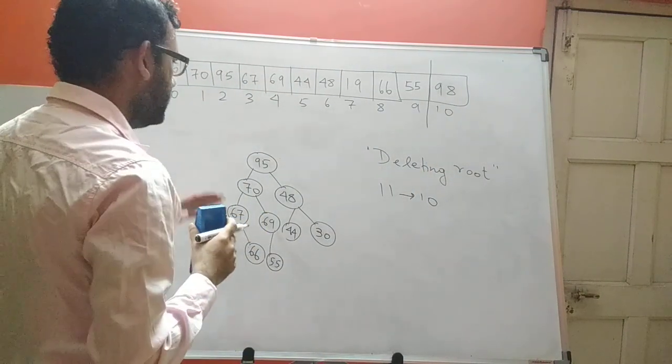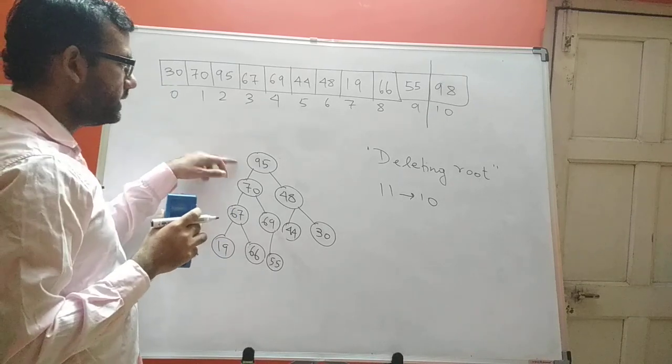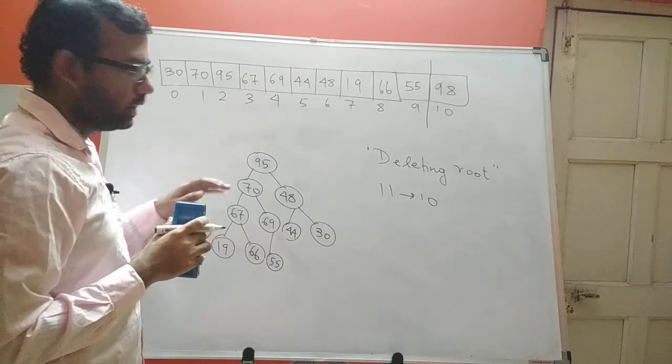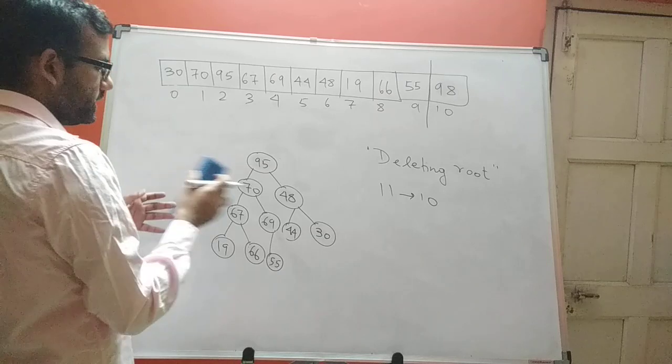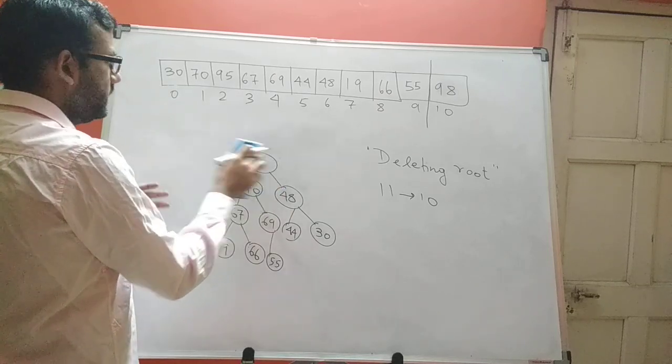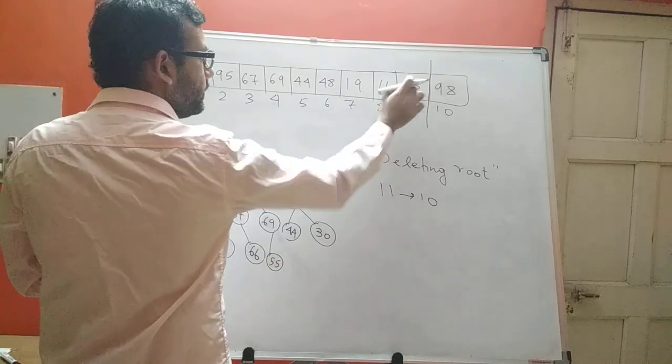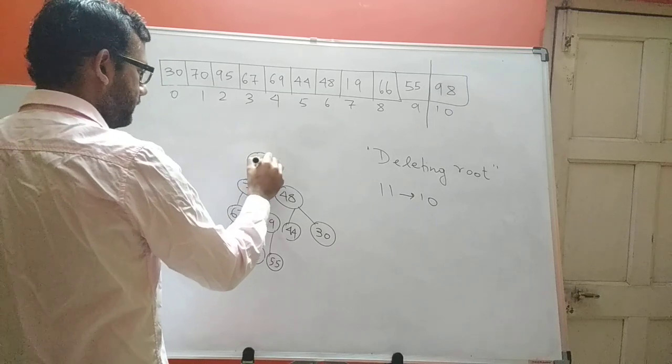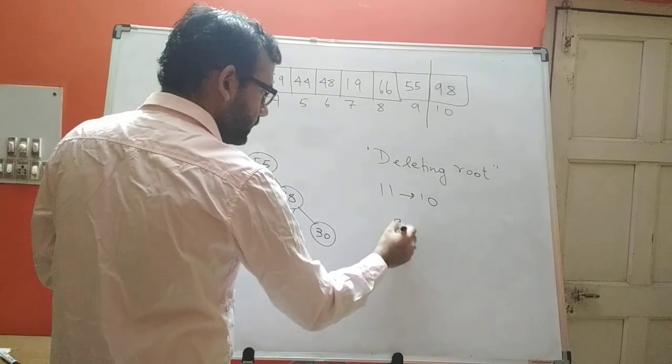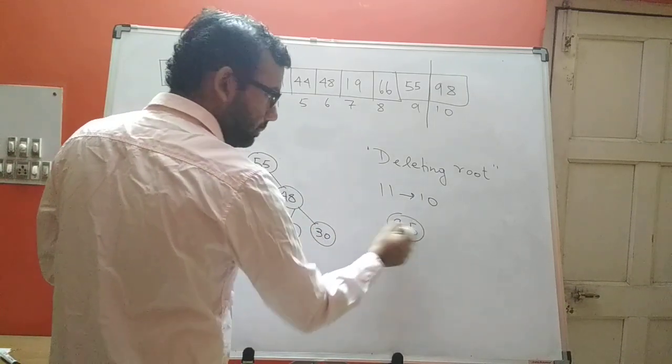Okay, fine. Next node to delete is 95. Why? Because 95 is the root. So how do I delete it? I would replace 95 by the last node in the heap. Which is the last node in the heap? 55 is the last node. So I would replace 95. So my current node, which has been deleted, is 95. I'll place it here, okay?